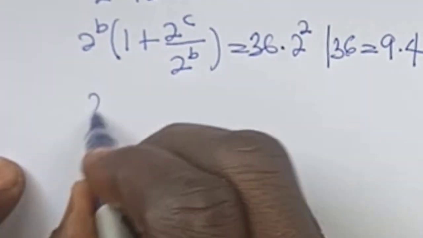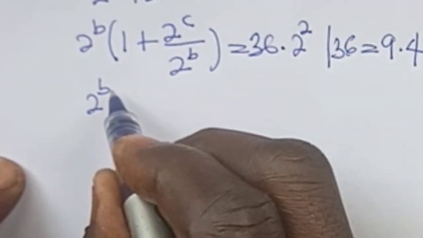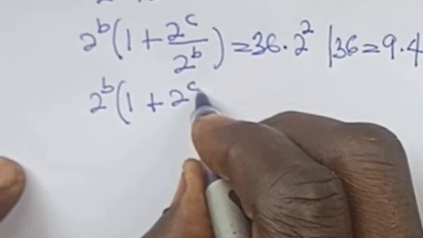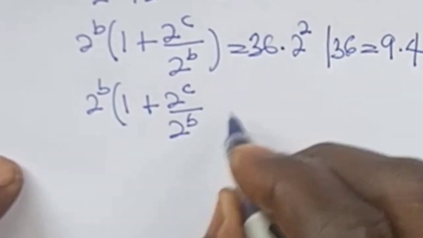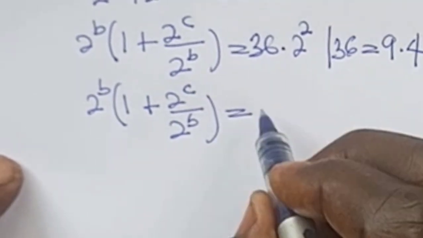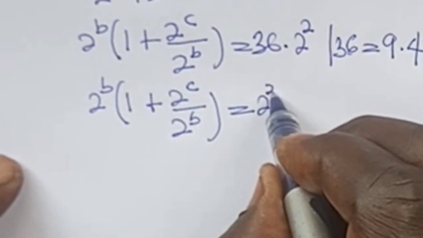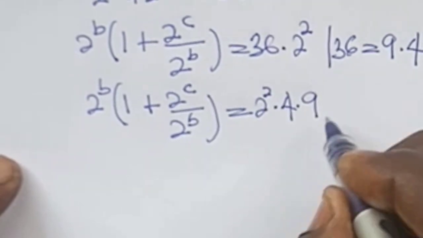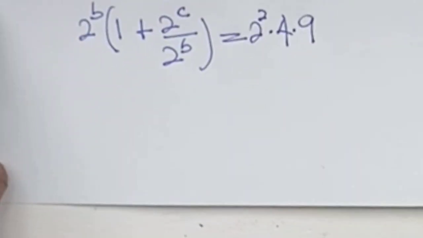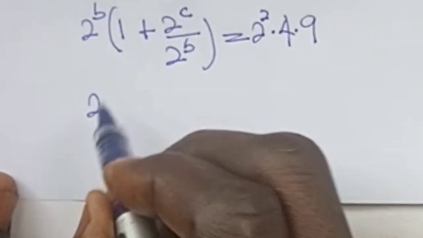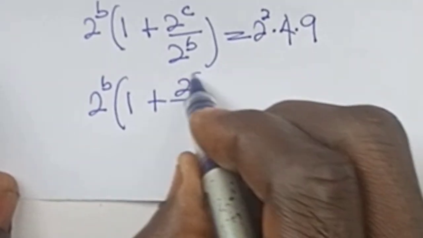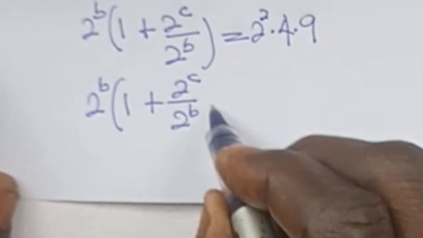So that we have 2 to the power of b into 1 plus 2 to the power of c over 2 to the power of b, close the bracket. This is equals to 2 to the power of 2 times 4 times 9. And this is 2 to the power of b into 1 plus 2 to the power of c over 2 to the power of b, close the bracket.